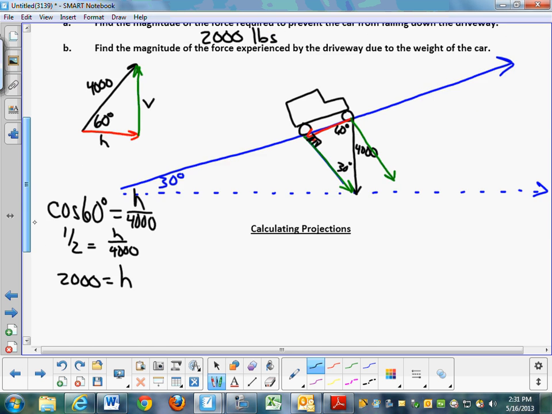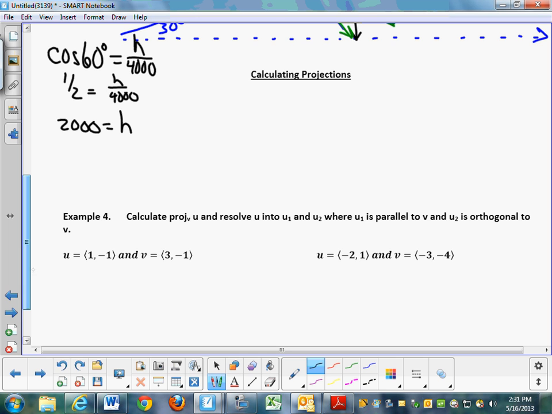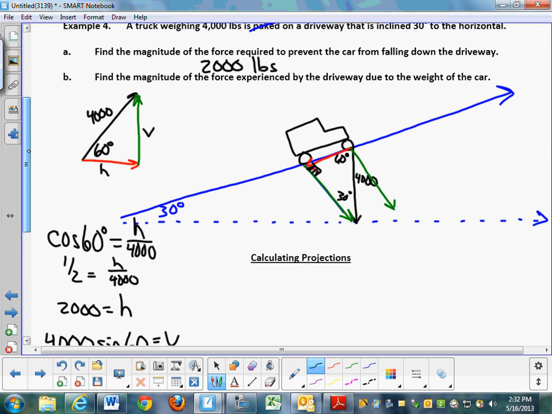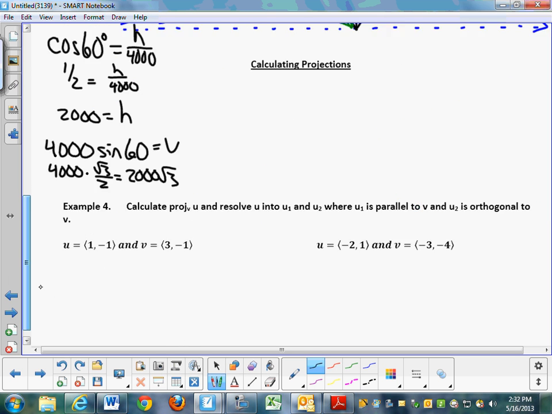Let's do the next one. If we want to figure out V, instead of using cosine, we use sine. So you would have 4,000 times the sine of 60 is equal to your vertical. And sine of 60 is the square root of 3 over 2. So 4,000 times the square root of 3 over 2 is equal to 2,000 square roots of 3. And you don't have to leave the answer like that on your test. You could go ahead and make that into a decimal.